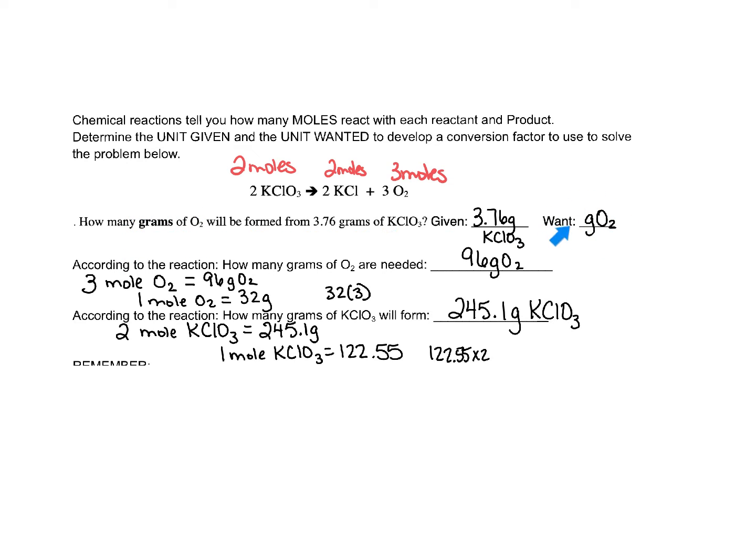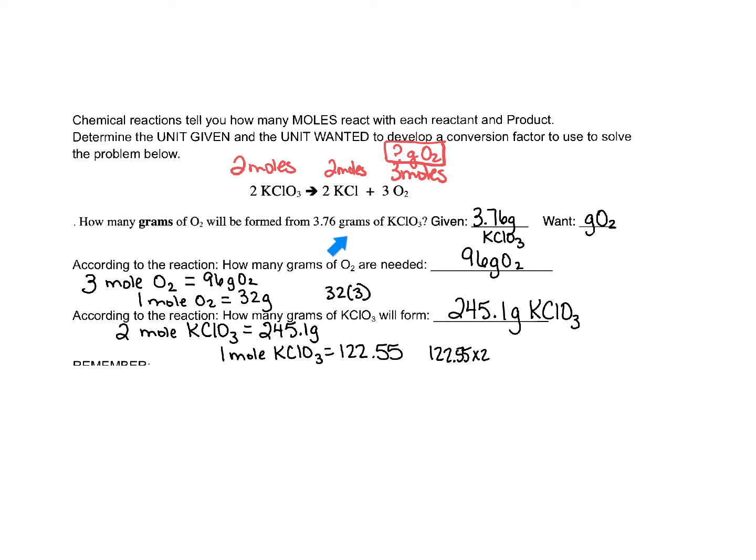So I'm going to identify what I want, which is grams of oxygen. I also am given grams of KClO3, so I'm going to identify what I'm given, which is my grams of KClO3. Now remember, the chemical reaction doesn't tell us grams of either of these. The chemical reaction tells us how many moles, and so I need to calculate how many grams that would be.